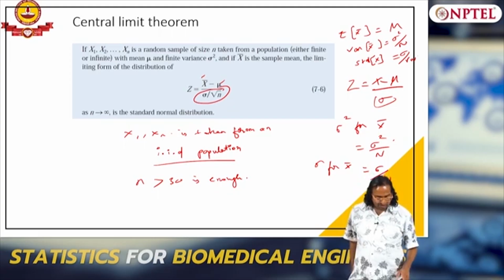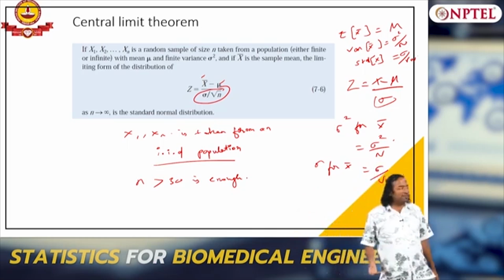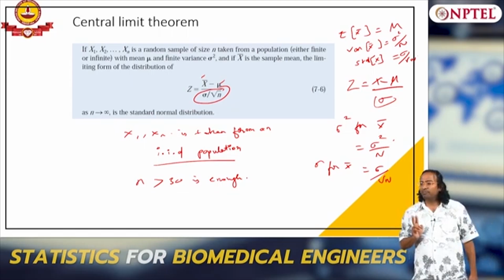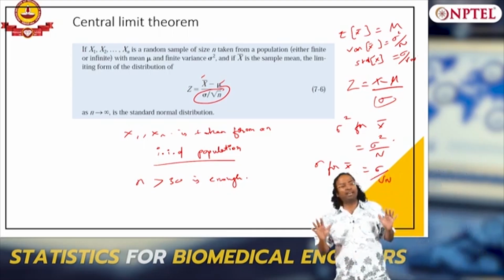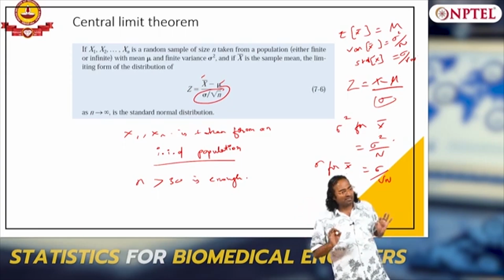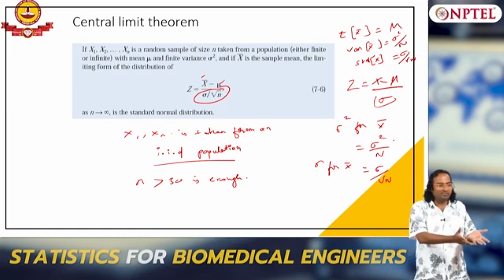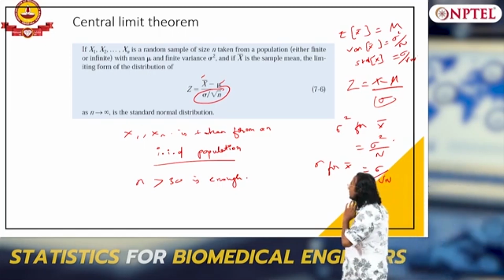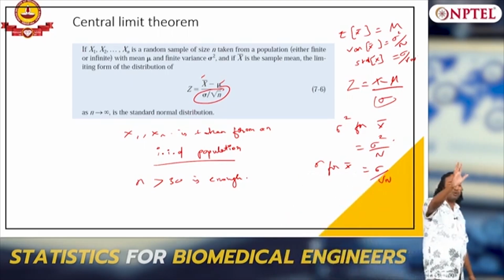It is not even IID that is required, it is not even identical. You can take from multiple distributions provided the samples are independent. If x1 to xn samples are independent, then x bar follows what? Gaussian. What is x bar? Summation xi by n. So n is a constant. So sum of n independent random variables follows Gaussian distribution, loosely speaking. What am I saying? Sum of n independent random variables where n is greater than 30 follows Gaussian distribution. That is the most powerful theorem, because it tells me I do not care about the population at all. I just take the sum of n independent random variables and it follows Gaussian.